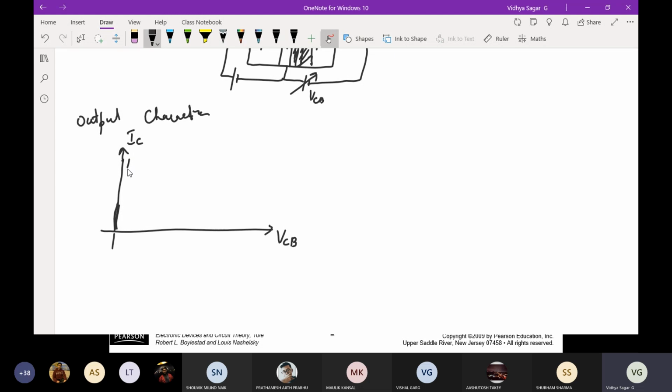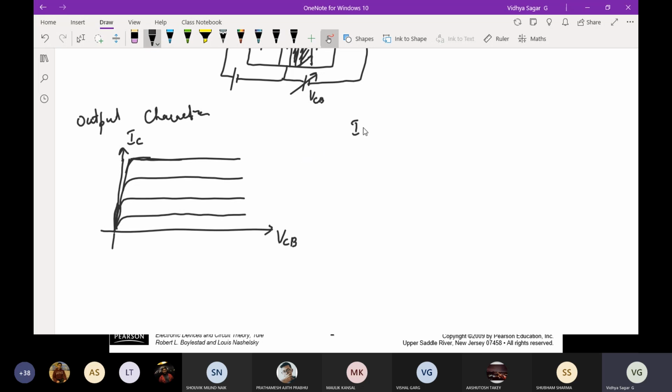So after a particular point, there should be a curve. I will just assume that it is a curve. I'll tell you why I'm just drawing it as a particular straight line. Fine. So here with an increase in IE, I could define your IC.